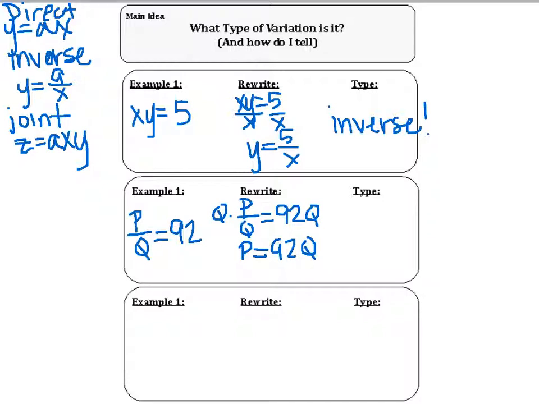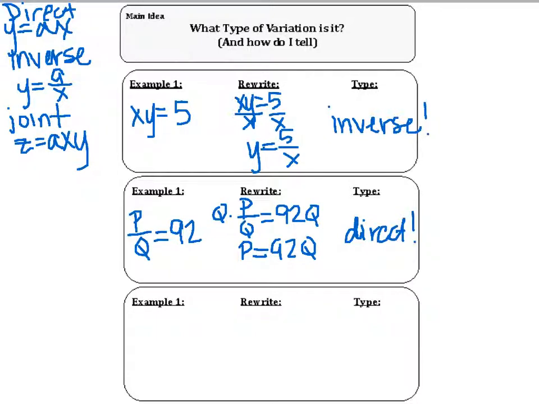And let's compare. Does it look like inverse or direct? Well, we got a times x, so we got a constant times a variable. Here I've got a constant times a variable, so it's definitely direct. So the type is direct.